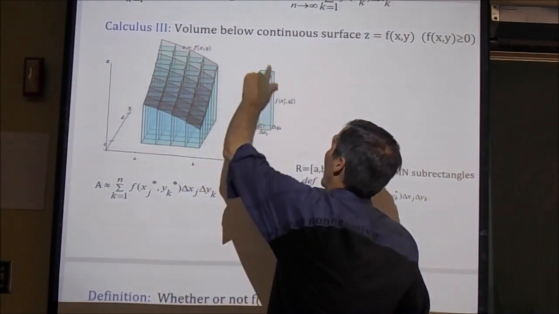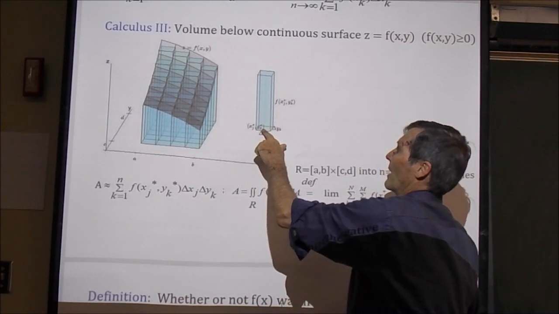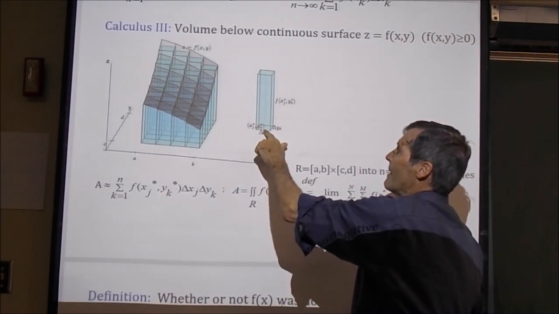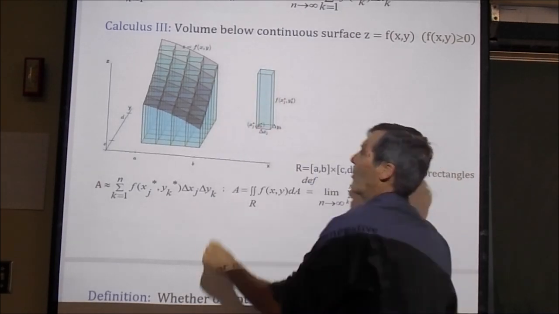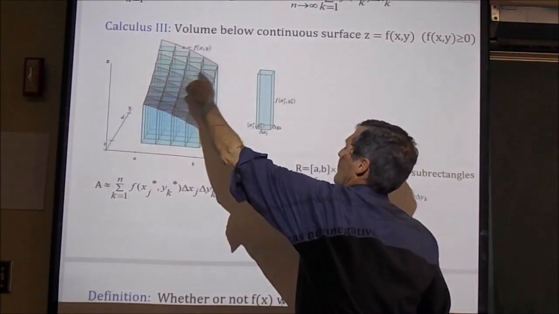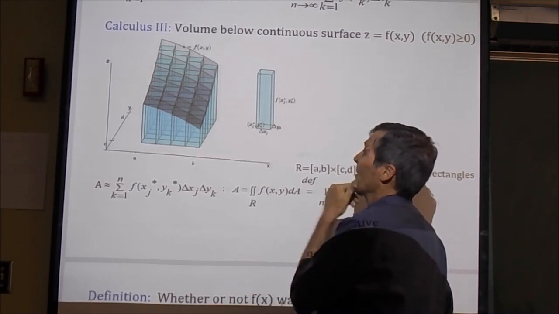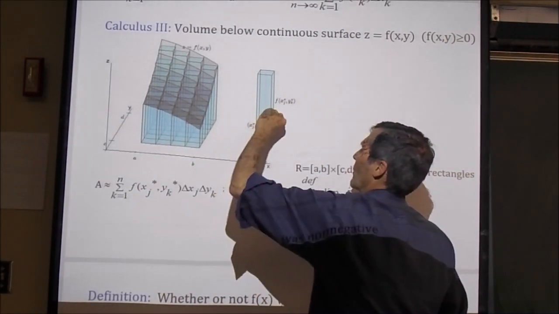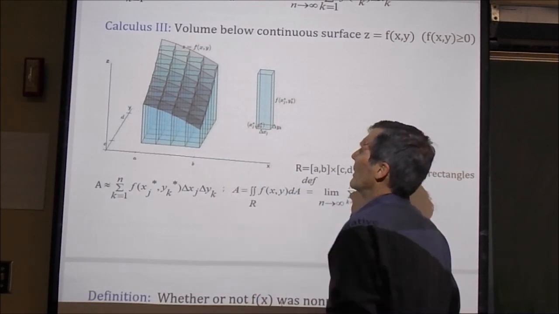Now, each box looks like this. We can take any point whatsoever inside the jkth box, xj star, yk star. I'll take the height of the rectangle at that point, maybe the middle of the box I show here, and I'll go up to the surface at the middle of the box. I'll make a box that's the height of the surface at that point, and say, what's the volume of that box? Well, it's delta xj, that's the width of the jth interval in the x direction, delta yk, that's the length of the interval in the y direction.